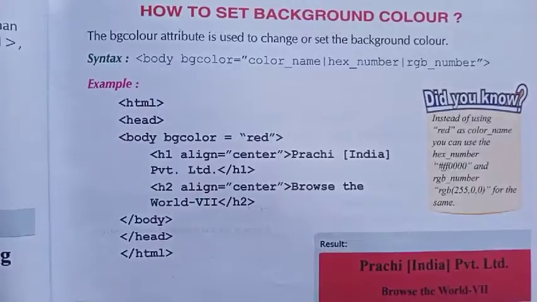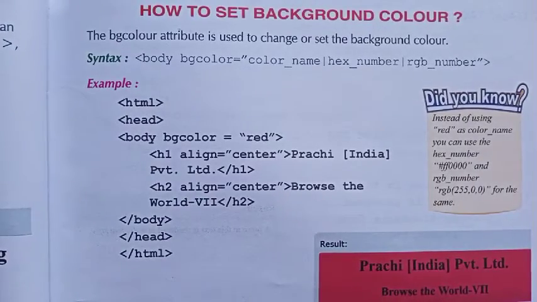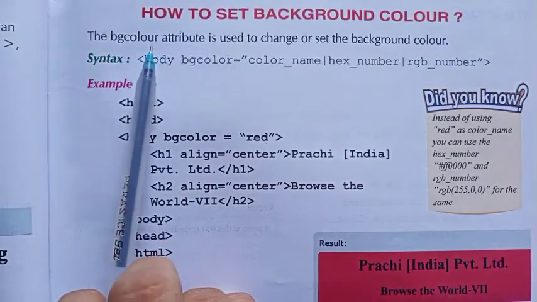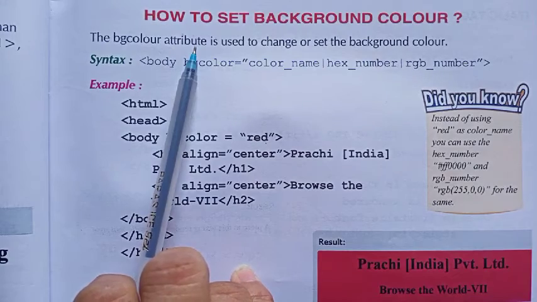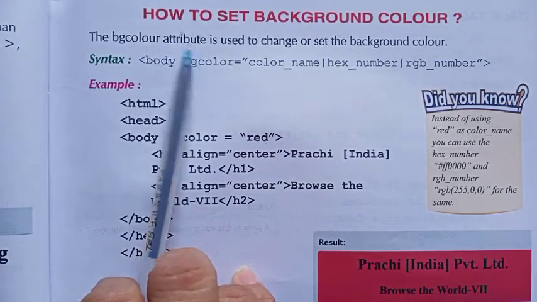Now yet another important tag, that is to set the background color, because without colors the pages are not going to look attractive, whether it is your text color or your background color. Colors are a must, required to make your web page look more enhancing, more beautiful. So when you have to set the background color, we make use of bgcolor. bgcolor is an attribute.